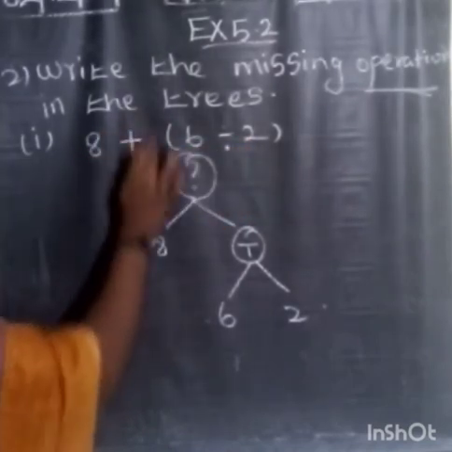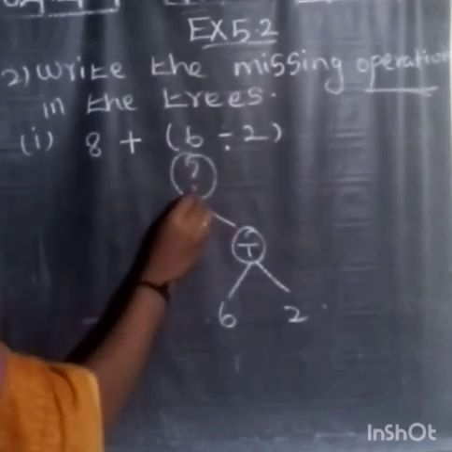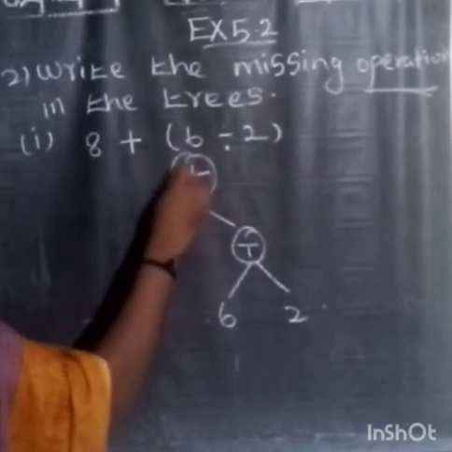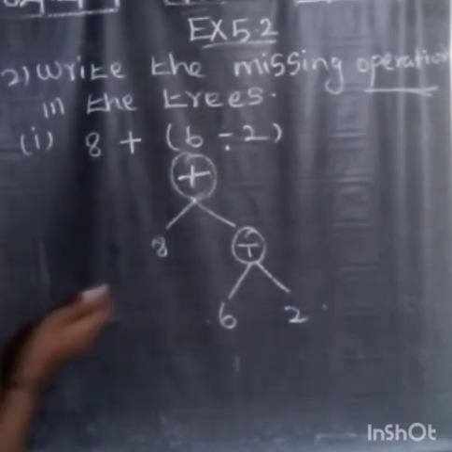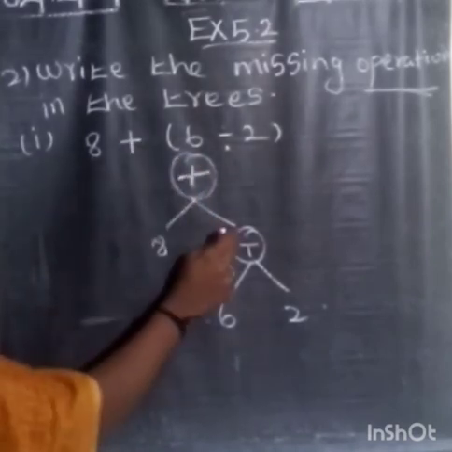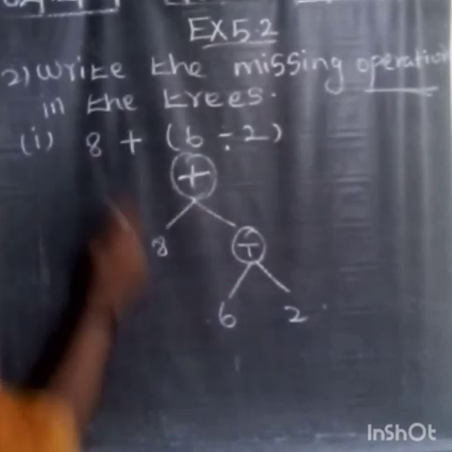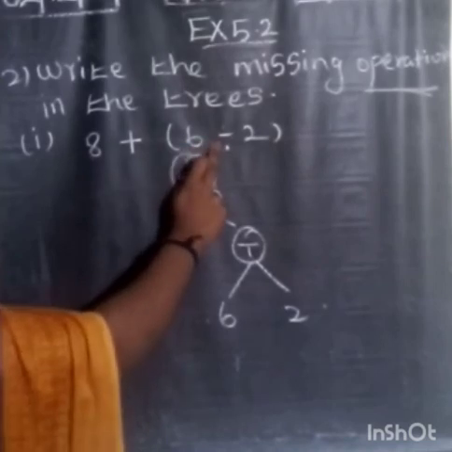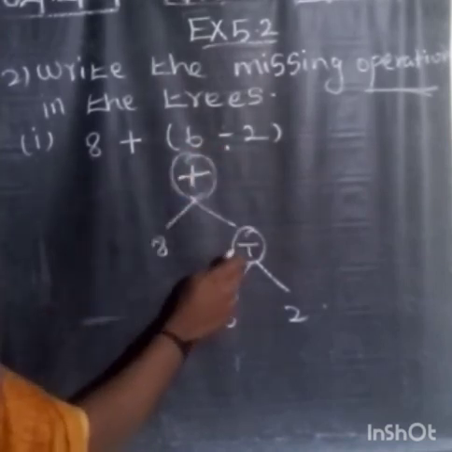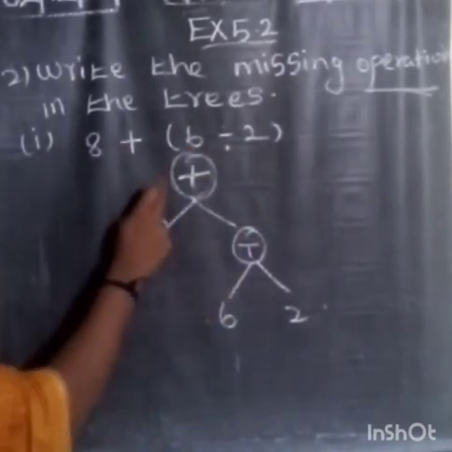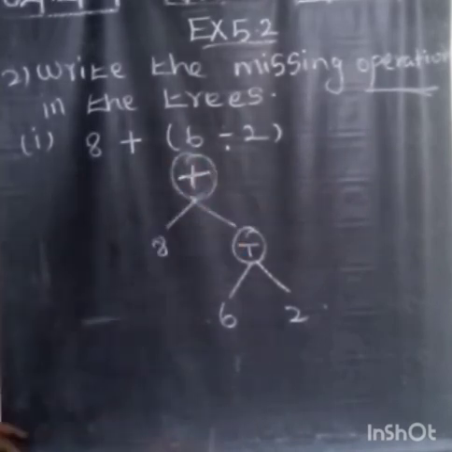The root of the tree is addition, so write the symbol for addition. It splits into the two expressions, 8 and 6 divided by 2. Another operation is division, which splits into two branches, 6 and 2. Here the missing operation is addition. Okay children, thank you.